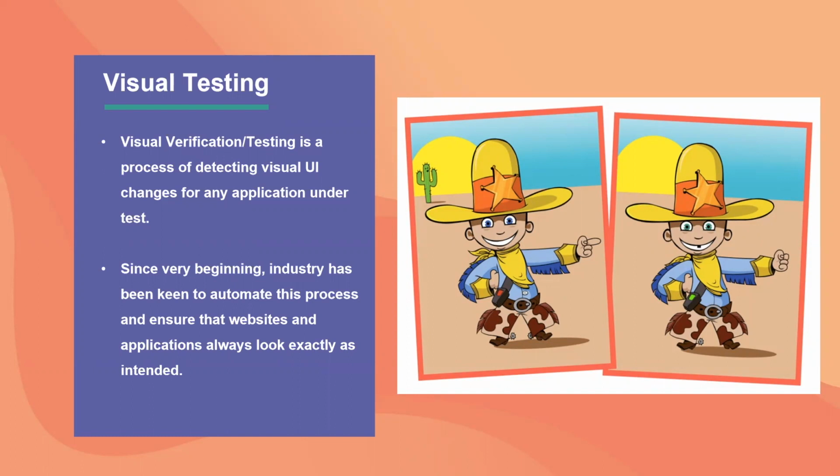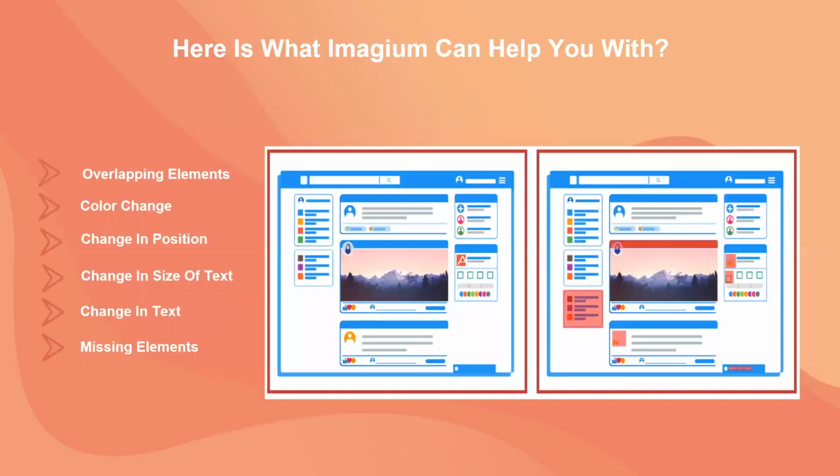So let's move on to the next slide. Here is what Imagium can help you with. On the image you see a dummy website displaying some differences, and Imagium is highlighting all the differences in red. It can detect overlapping elements, color changes, change in position, change in size of the text, change in the text, and also missing elements. So all the tension that you have for visual testing is now gone once you have implemented this tool.